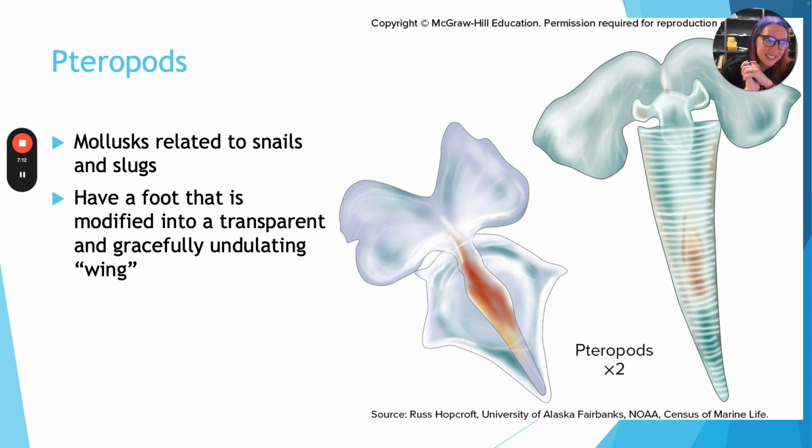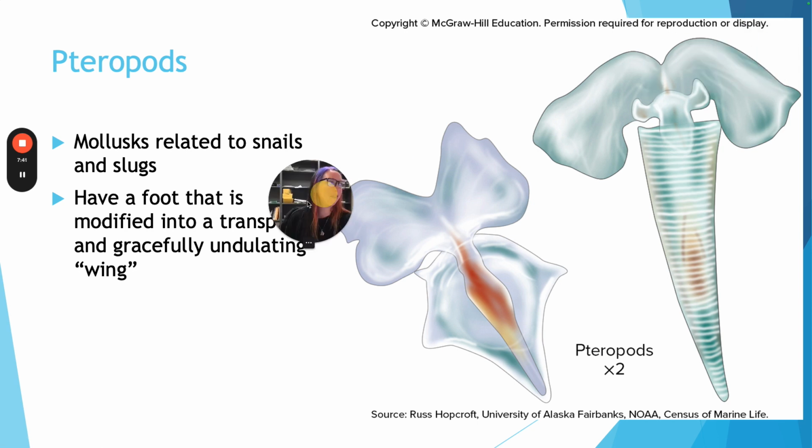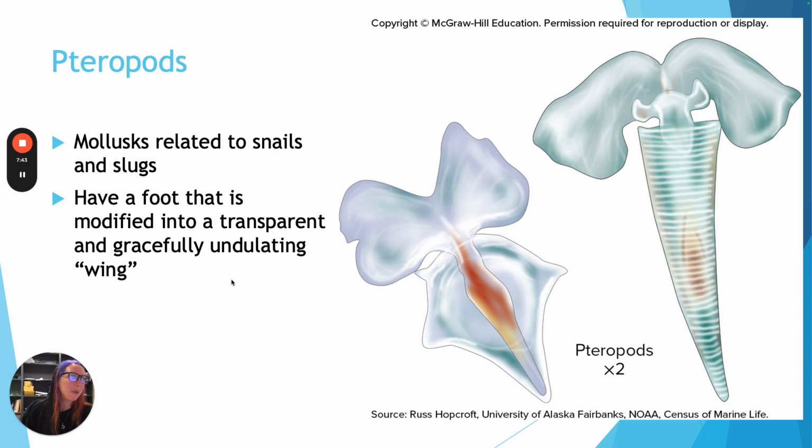Next we have pteropods. These things are so cute. These are mollusks that are related to snails and slugs. They have this little foot that's modified into a transparent and gracefully undulating sort of wing that goes back and forth to make it look like they're almost dancing through the water. These give me the vibe of elephants, or like Dumbo, right? Because you get the elephant ears and the elephant trunk. That's just the vibe I get from this photo, or this sketch, I should say.